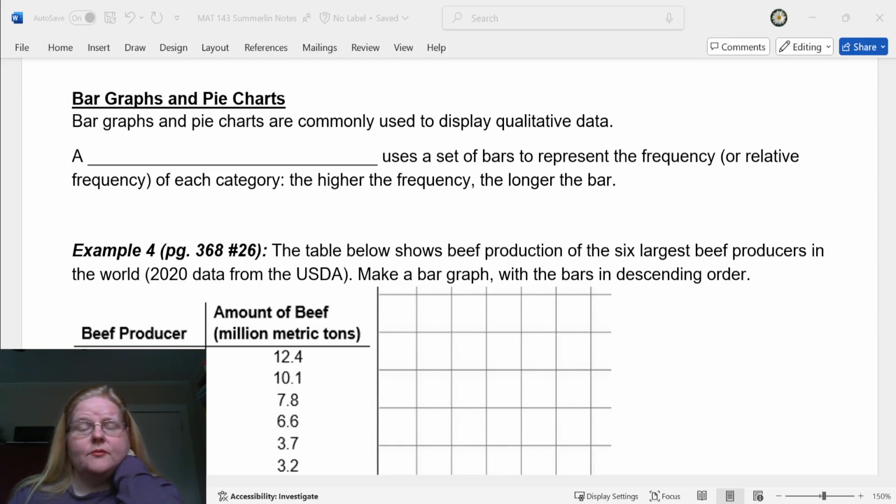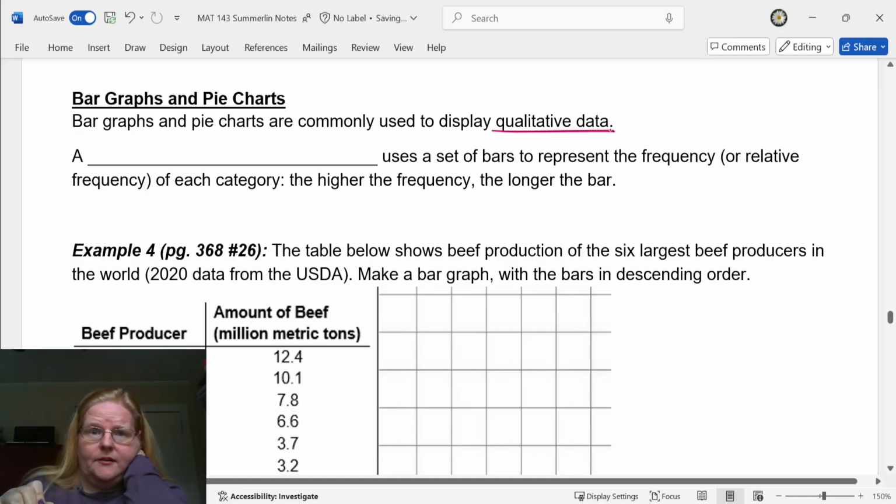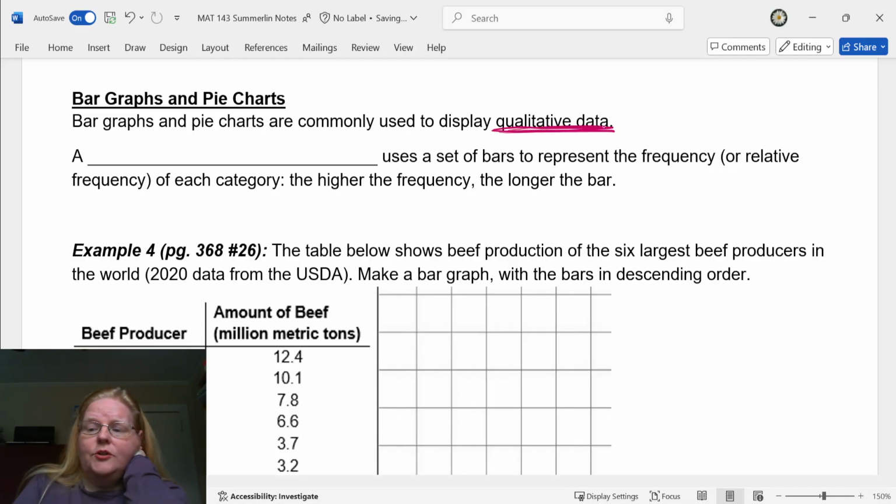Okay, so now we're getting to some of the simpler things in life. You have the frequency tables to categorize and understand some of your data. Now we're going to talk about displaying some of your data. When you want to display qualitative data, it's important that you understand which one's which. When you want to display qualitative data, then you're going to want to use bar graphs and pie charts.